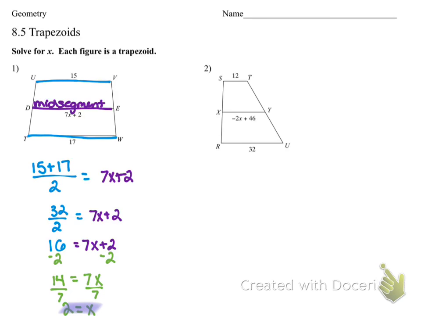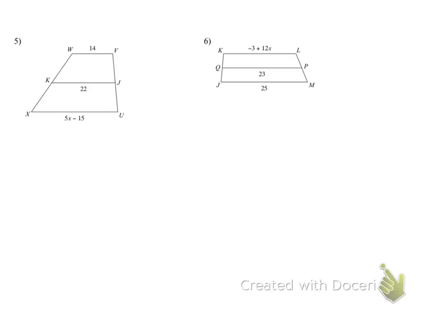You just have to make sure that when you're doing these questions, you set them up. Keep in mind, with your two bases, you add your two bases together and divide by 2. That's going to give you your average. So you add the two bases together and divide by 2, and that's going to give you your midsegment. And then from there, it just turns into algebra. Let's go on to the next example, which might be a little bit more complicated.